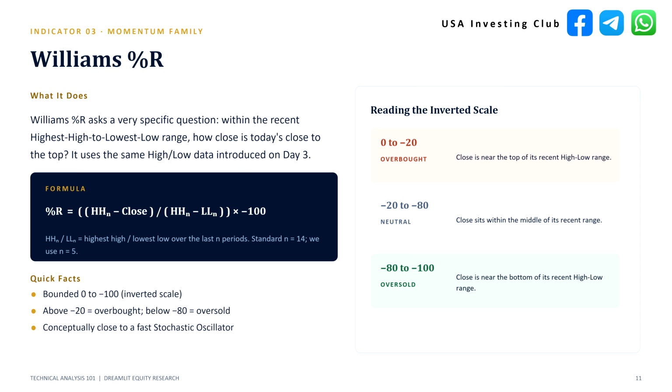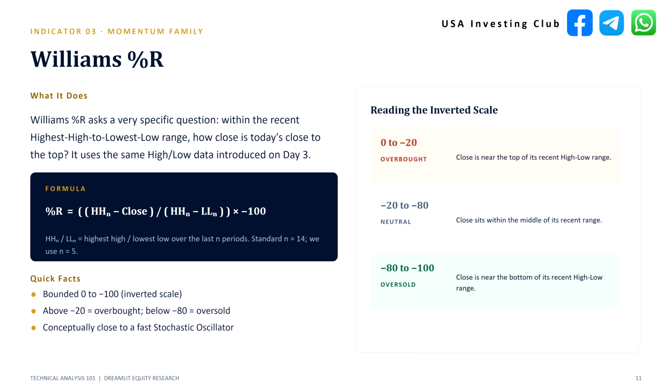3 quick facts. The scale is bounded, but inverted, it runs from 0 down to negative 100, rather than the more familiar 0 to 100 direction. The conventional reading is above negative 20 as overbought, below negative 80 as oversold.